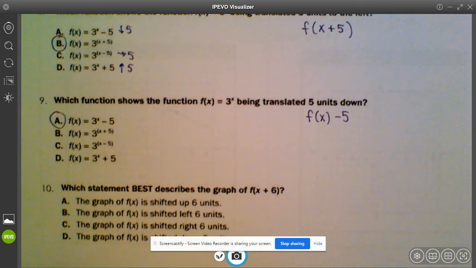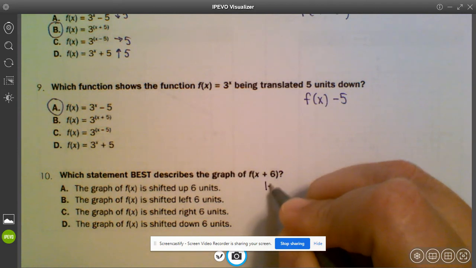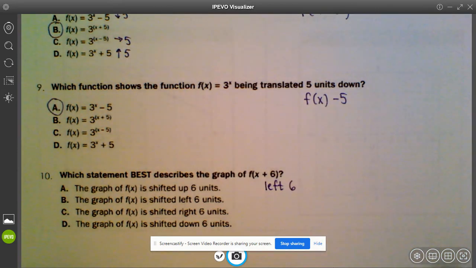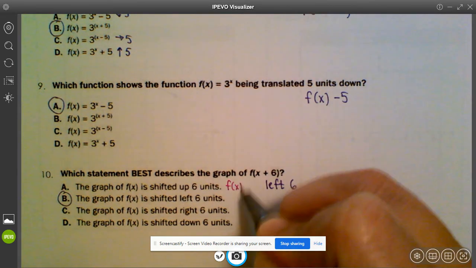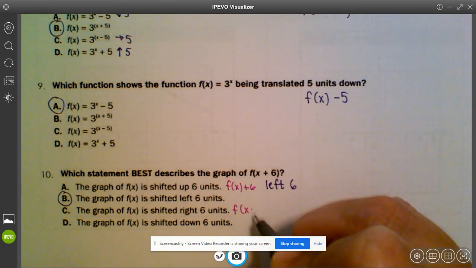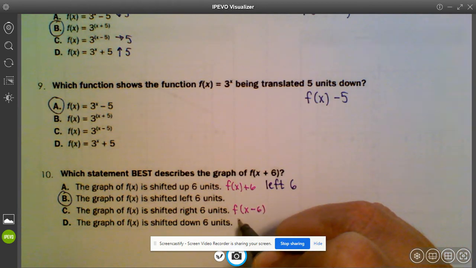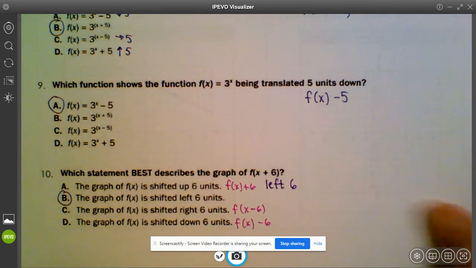Okay, which statement best describes the graph of f of x plus 6? All right, we're inside the function, so we do the opposite of what we think. We're going to go to the left 6 units. So just in case you're wondering, this one adds outside. This one subtracts inside. This one subtracts outside. So again, I'm just following the theme of my table on the first page to follow along and make sure I'm getting my transformations.